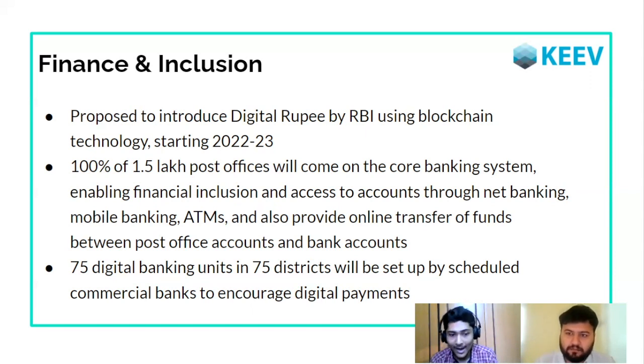Right. 75 digital banking units in 75 districts will be set up by scheduled commercial banks to encourage digital payments. Yeah, so this is actually a weird one because digital है तो ये किसी डिस्ट्रिक्ट में कैसे हो सकता है? डिजिटल इज तो ऑन द फोन और इन अ कंप्यूटर, so it should be everywhere, but so we don't know what this 75 digital units in 75 districts इसका मतलब क्या है. इसका कुछ डिटेल आएगा तो पता चलेगा, but the intent seems to be to encourage digital payments.